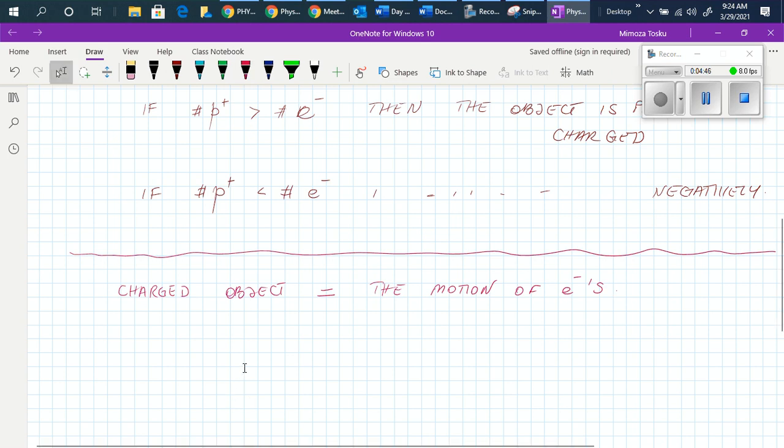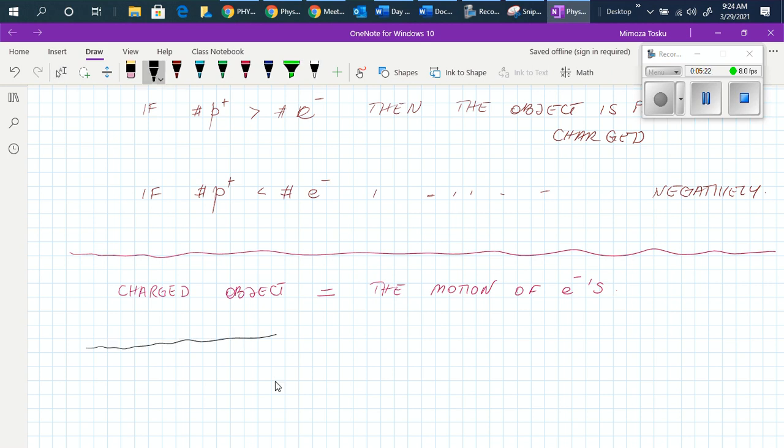When electrons are leaving an object, that means the number of protons is higher than the number of electrons. Therefore, the object becomes positively charged. And when the electrons go to another object, that means that for that second object the number of electrons is higher than the number of protons, which means the second object is becoming negatively charged.